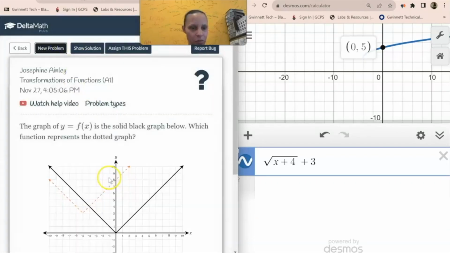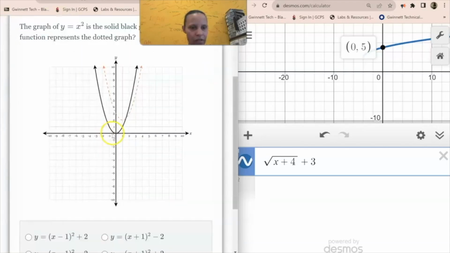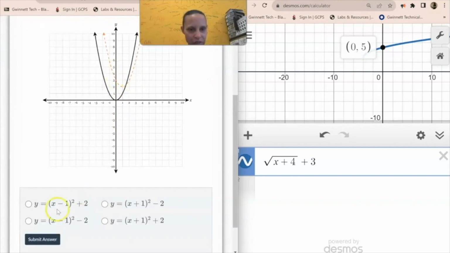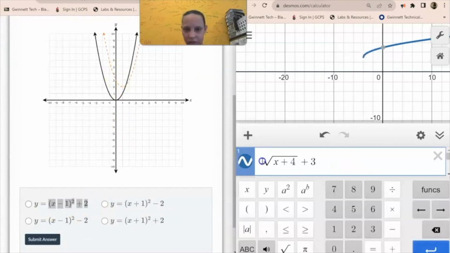I'm going to show you one more. We did absolute value already. All right. Here's another question. So I need to make it look like this. So I'm going to type this in. And I think it will let me copy and paste this. Let's see.